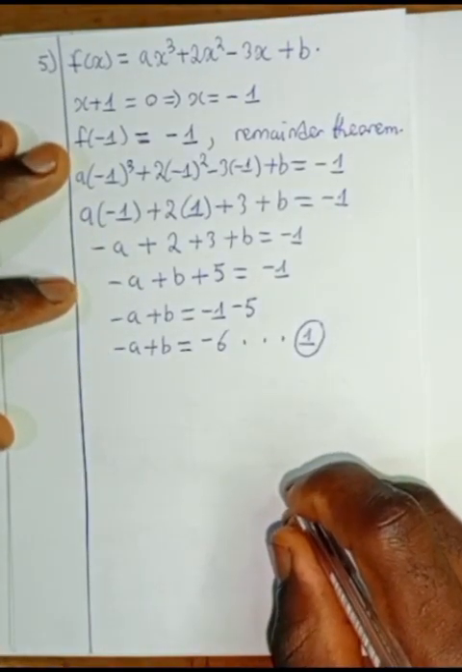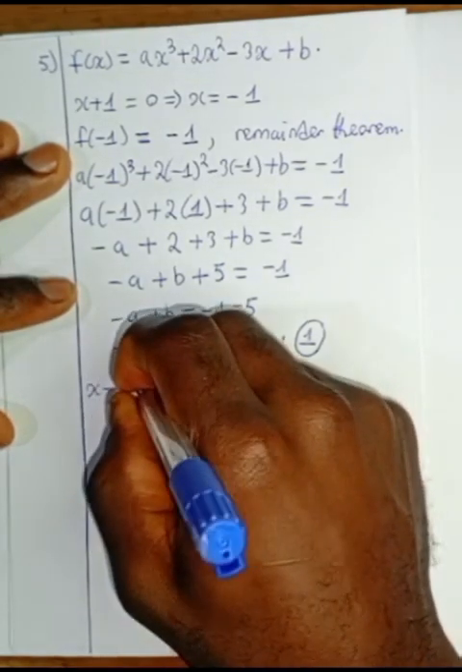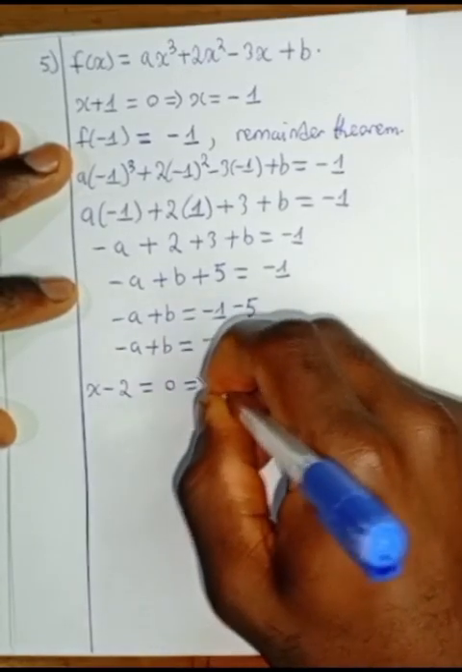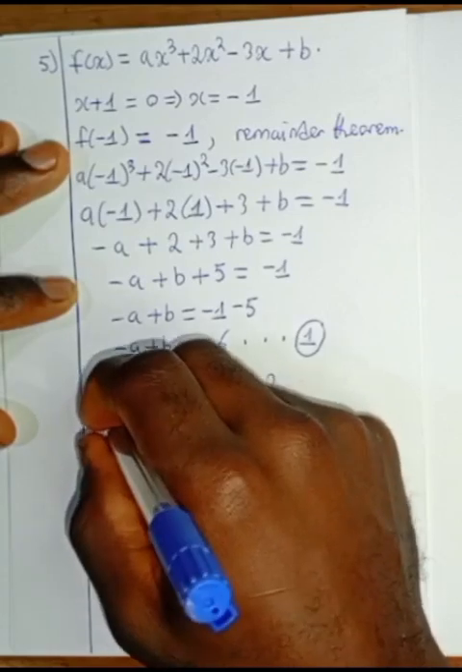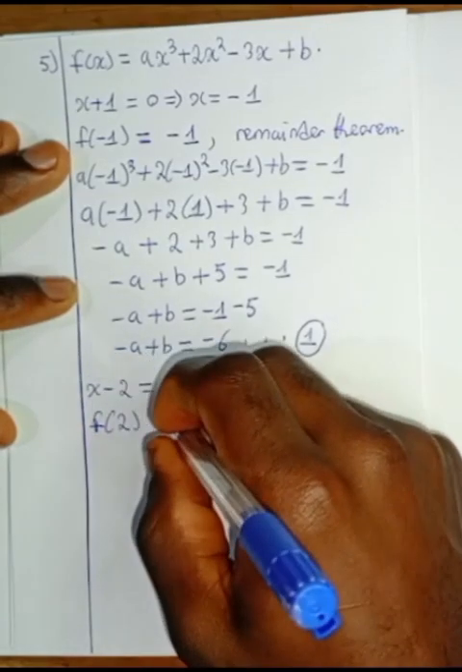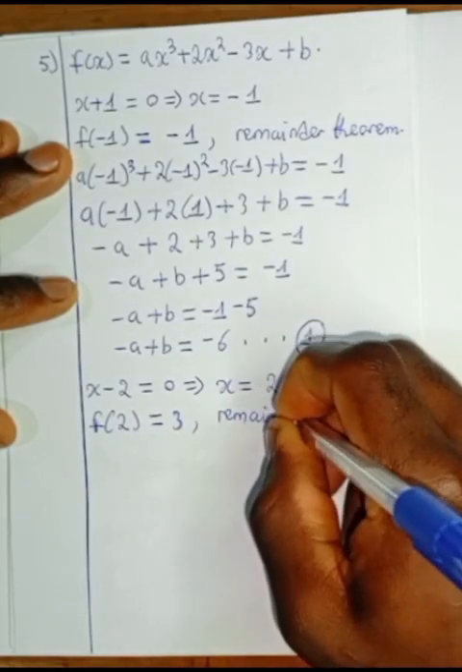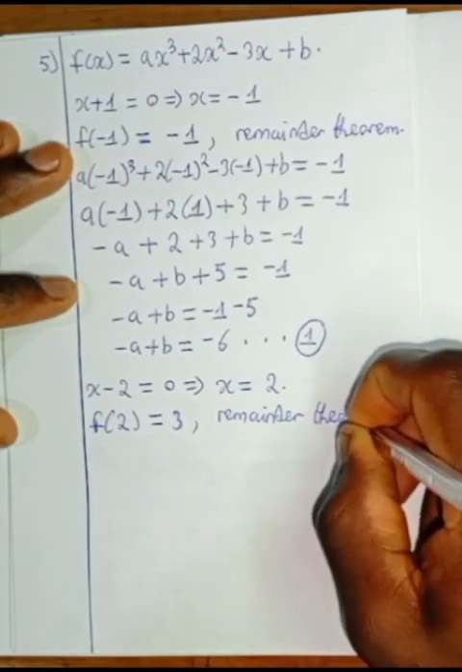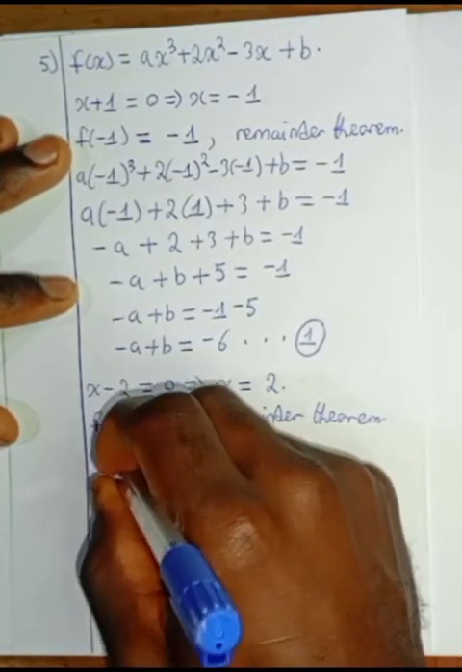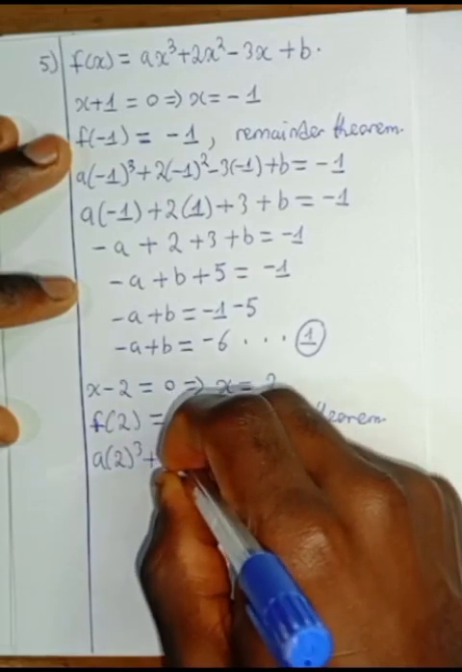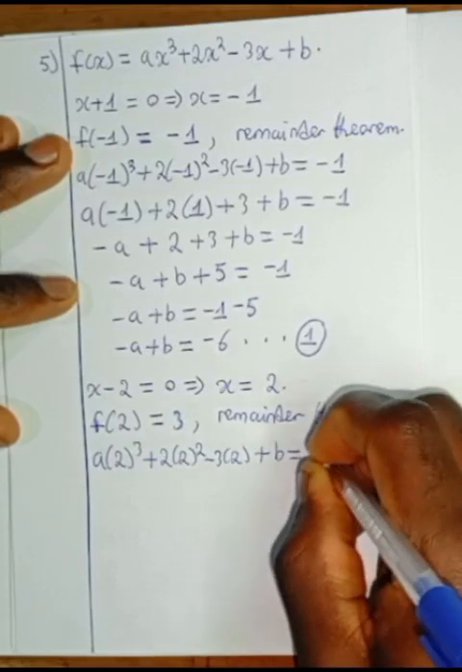We have been told that f of x leaves a remainder of 3 when divided by x minus 2. Equate x minus 2 to 0, then x will be equal to 2. We made use of the remainder theorem. F of 2 is equal to 3 from the remainder theorem. So f of 2 gives us a times 2 cubed plus 2 times 2 squared minus 3 times 2 plus b is equal to 3.